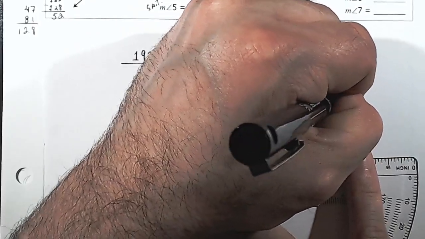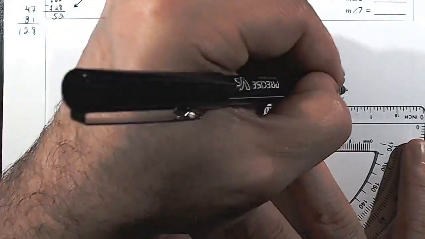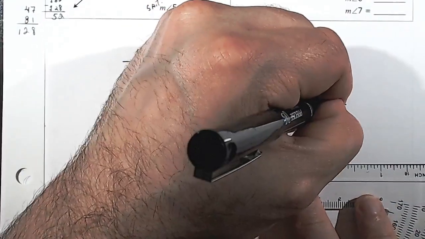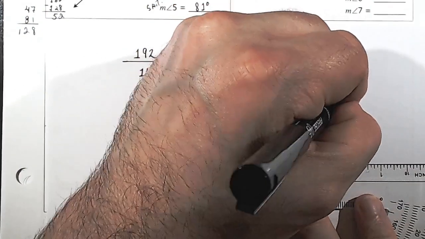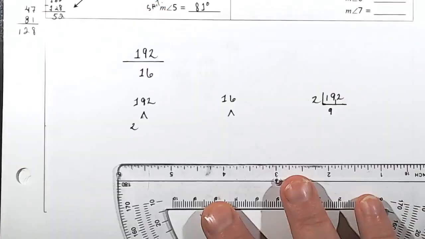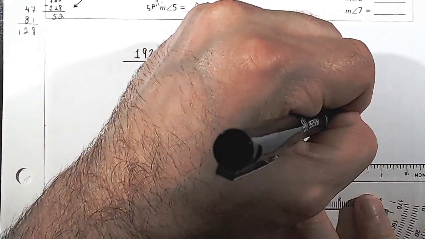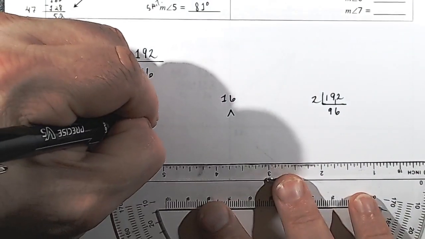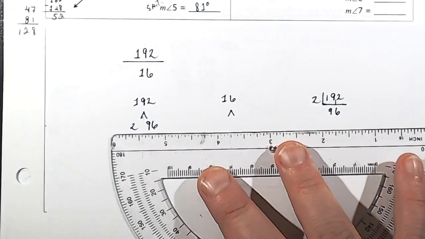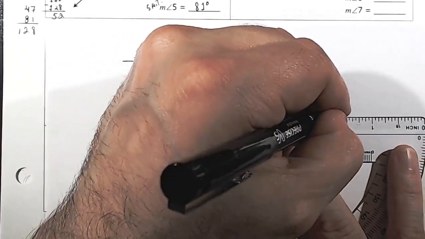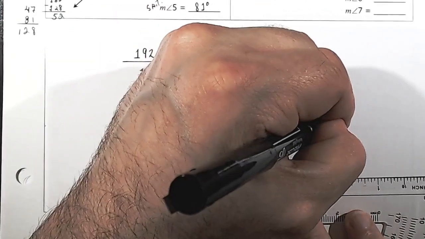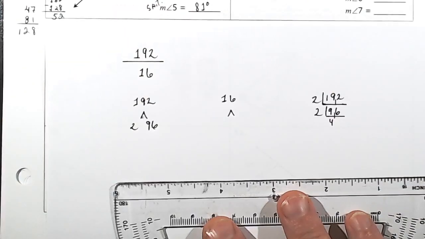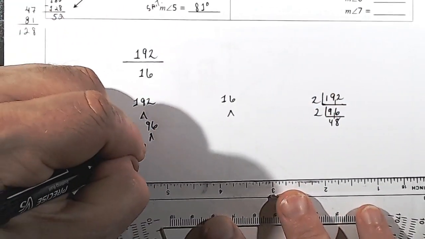Okay, so we'll do this 192 and then this weird looking division symbol here, upside down division. So 2 goes into 19 9 times with 1 remainder, and 2 goes into 12 6 times with no remainder. So 2 times 96 is 192, and we're just going to keep dividing by 2 like this. So 2 goes into 9 4 times with 1 remainder. 2 goes into 16 8 times.